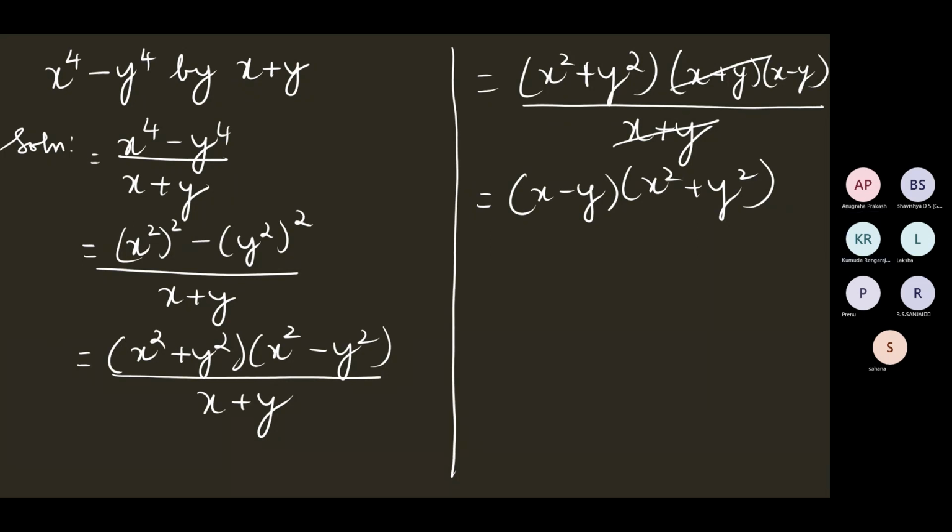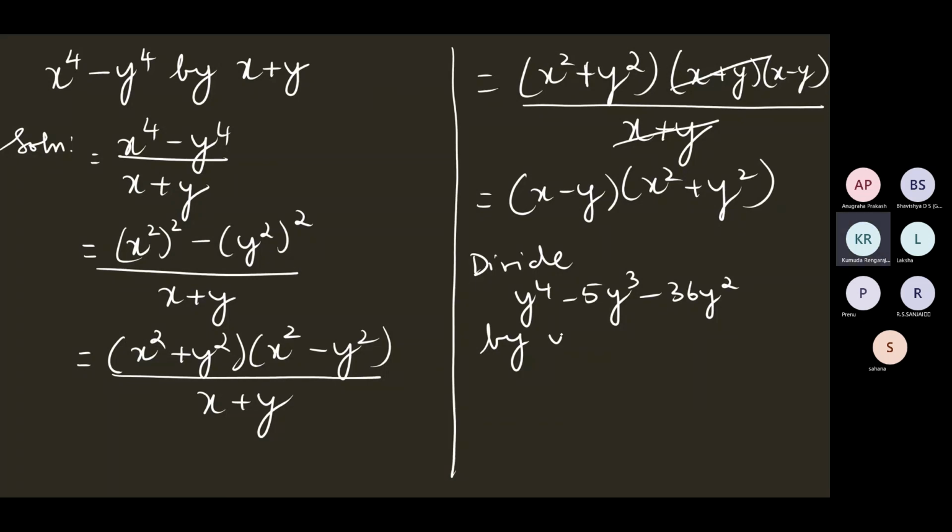Write down, children. And try this one, all of you. Divide y to the power 4 minus 5y cubed minus 36y squared by y square minus 9y. I'm just coming back. Please try this one.